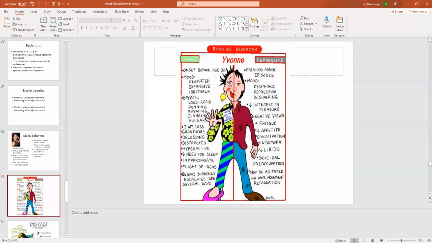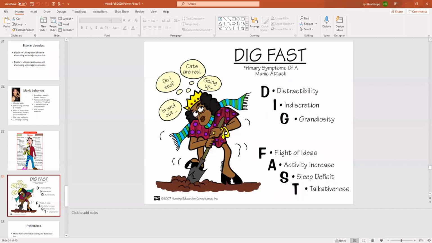Here's a visual of Yvonne, and we're comparing that manic state with the depressed state. Just another visual that you can use for study purposes. Here's another one of a manic attack. Yes, they're very grandiose. They have a lot of flight of ideas. They've got to keep on talking because they've got to get everything out.